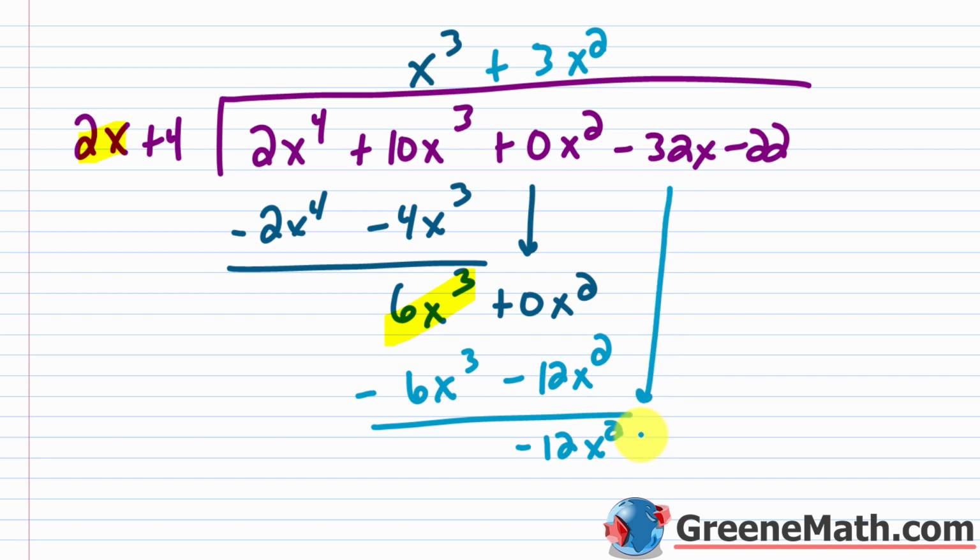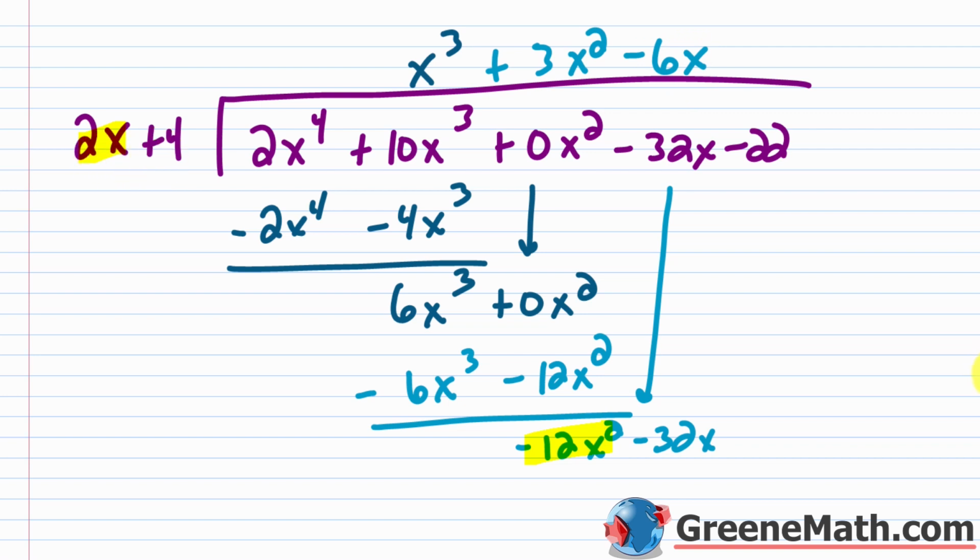Drop this guy down, so minus 32x now. Again, let me erase this highlighting. We're going to go leading term into leading term. So we have negative 12 divided by 2. That's going to give me negative 6. Let me put minus 6 here. X squared over x is just going to be x. Okay, so I'm going to start to run off the screen here. So negative 6x times 2x plus 4.